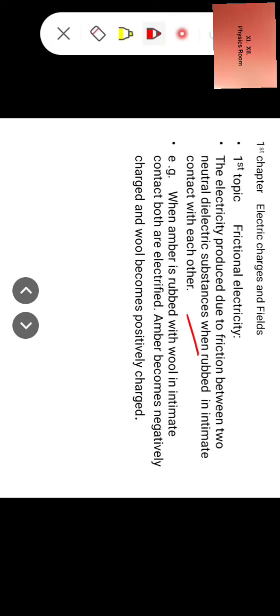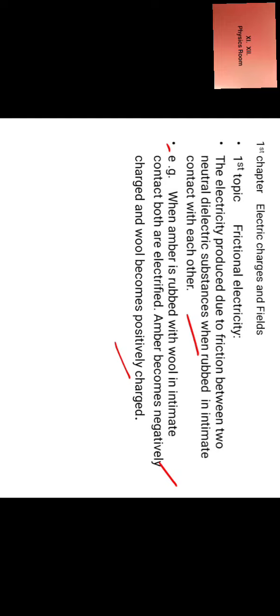when amber is rubbed with wool in intimate contact, both are electrified. Amber becomes negatively charged and wool becomes positively charged.